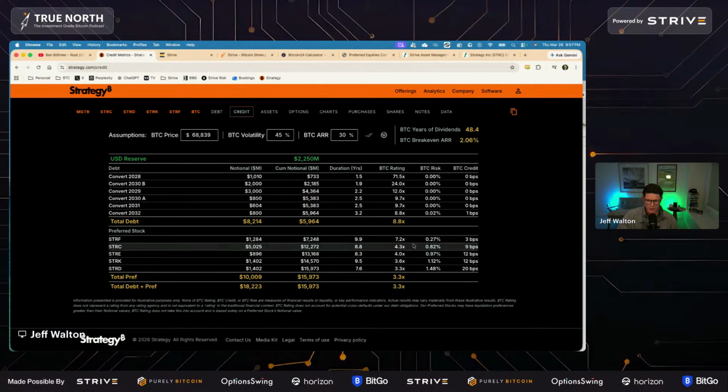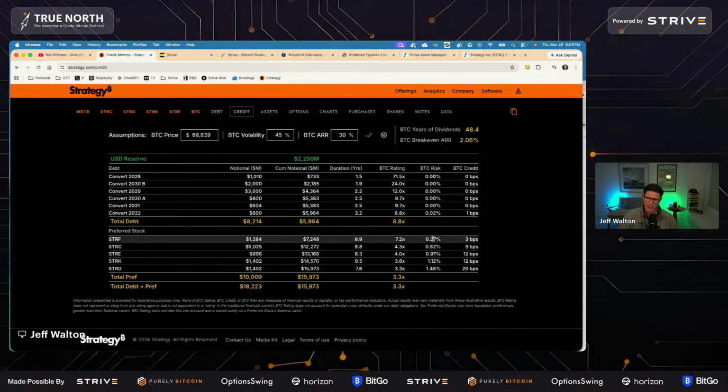If you look at the perpetual preferred equities, this is effectively saying, based on the assumptions here at the top, a BTC price today of around 69,000, volatility of 45%, an annual rate of return of 30, over the horizon of, for example, let's just do STRF, 9.9 years, there's a 0.27% chance that the value of the Bitcoin on the balance sheet falls below the cumulative notional outstanding for STRF. So it's just to show a risk over a certain horizon.